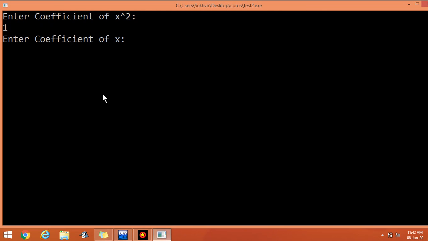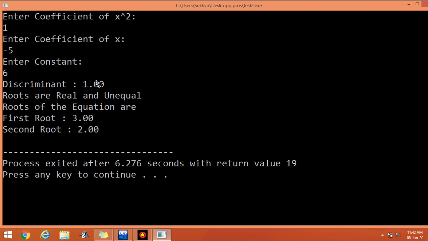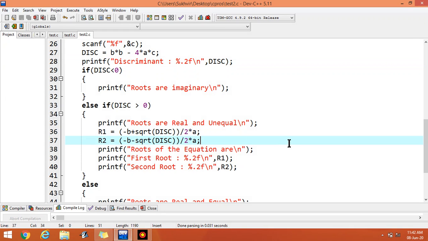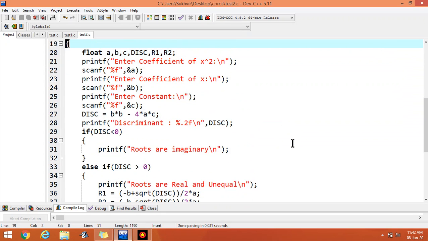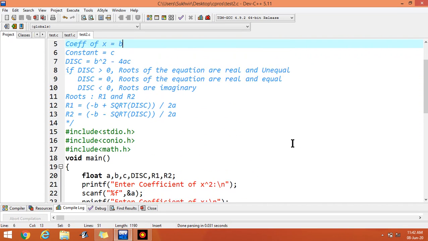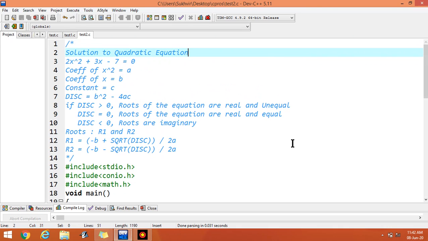It's 1, minus 5 and 6. The discriminant is 1, roots are real and unequal. Roots of the equation are first root 3 and second root 2. Hope you understand the content of applying decision statements for the calculation of a quadratic equation. Basically, it's similar to a simple project for startup students. Thanks for watching my video.